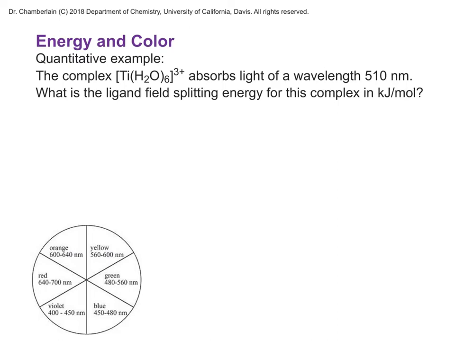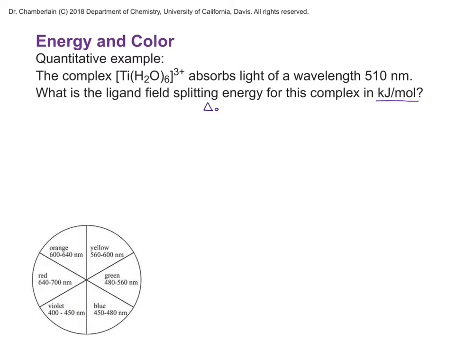Chamberlain. This is an example problem looking at the transition metal complex hexaaquatitanium(III), and this is a calculation-based problem where we're going to be figuring out the ligand field splitting energy, which we can call delta O. For this complex, we're looking for that in kilojoules per mole, and we're starting with the wavelength that this complex absorbs.